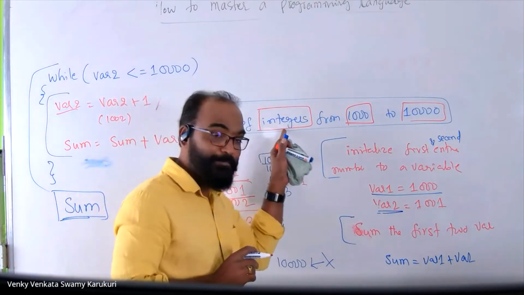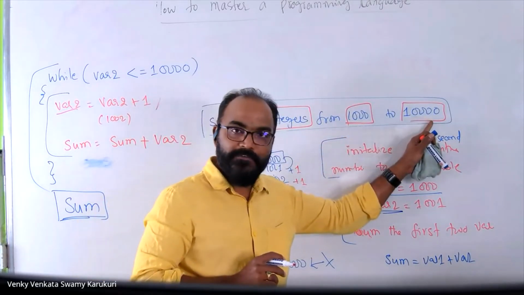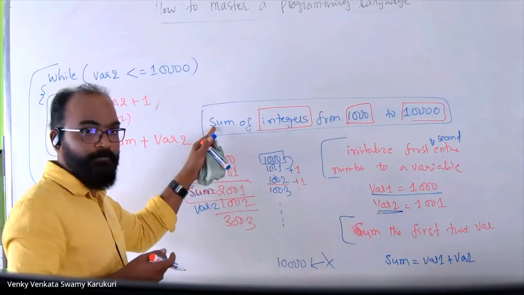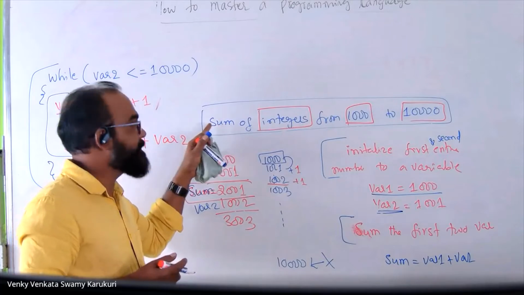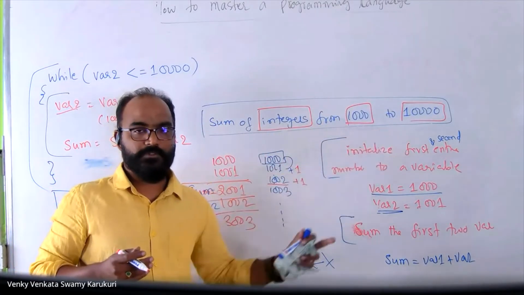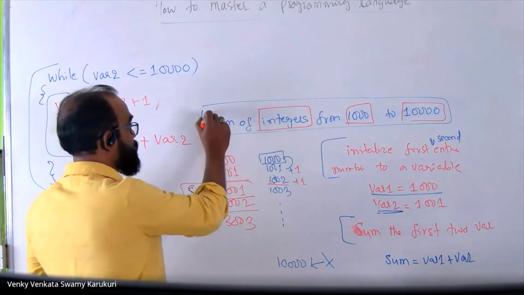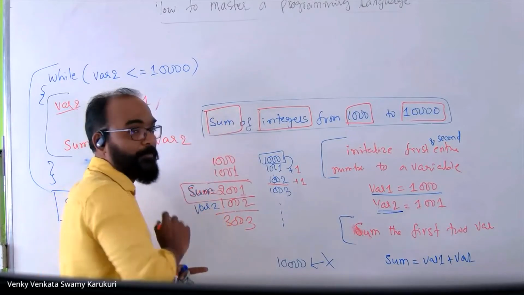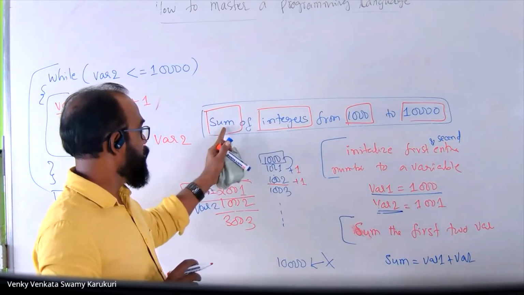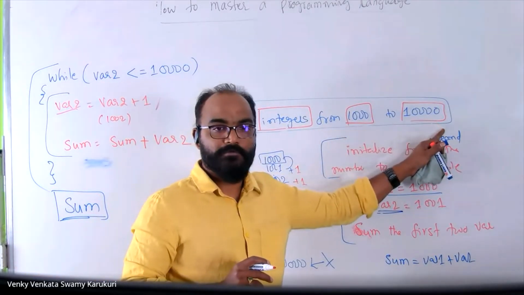So the data type is given to you, lower bound is given to you, upper bound is given to you. Operation, what is the operation to do? Sum is given to you. And even if you say, okay, print integers from 1000 to 10,000, print is the operation there, right? So these are the things you must understand from the given problem. Sum is an operation, integer is the data type, 1000 is the lower bound, 10,000 is the upper bound.